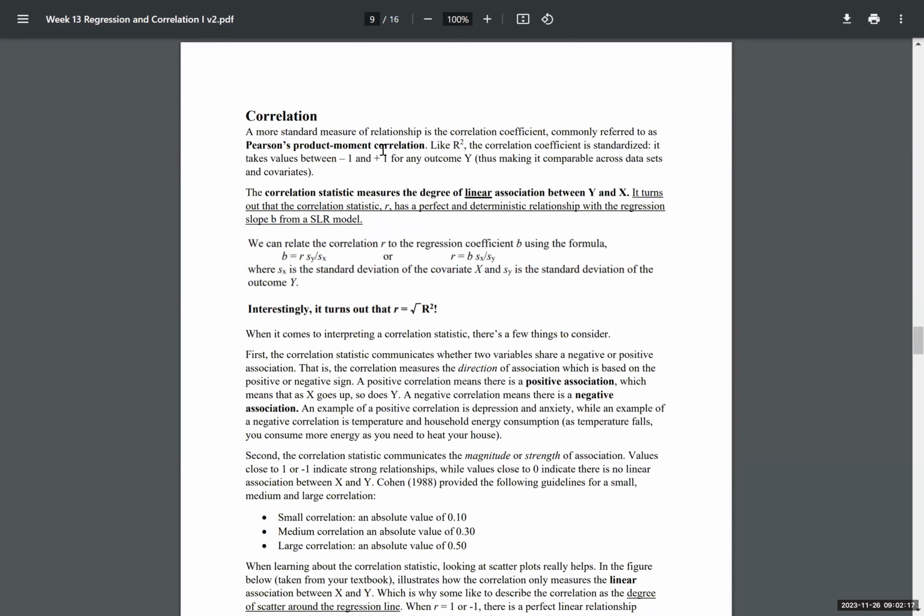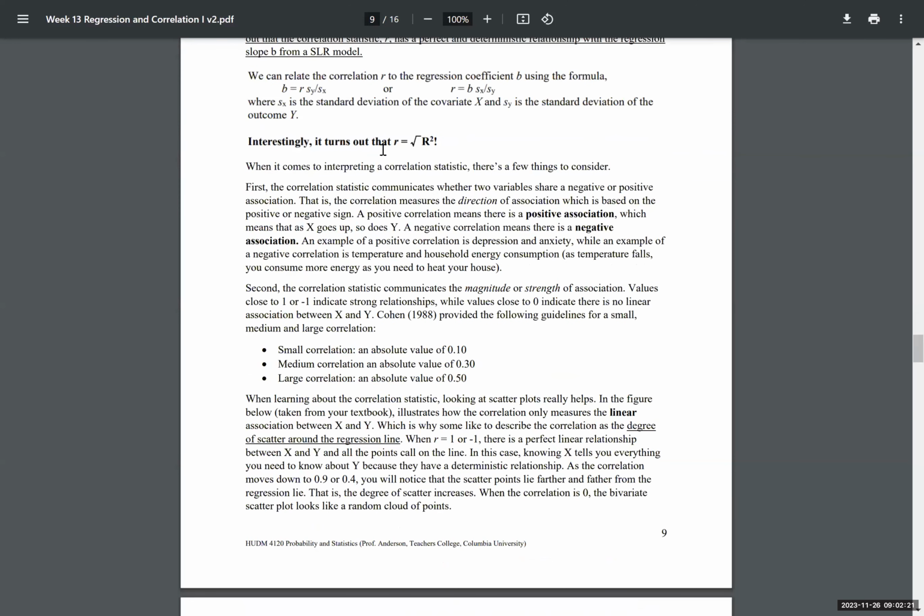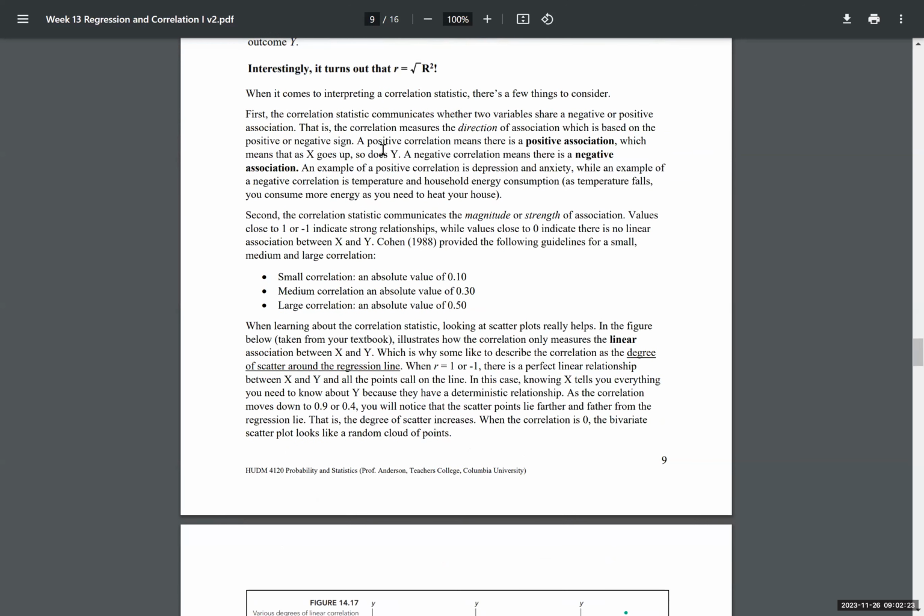So there are a few things that a correlation statistic communicates. The first thing that I'm going to say again is it is bivariate. That means it's telling you how X and Y are related.